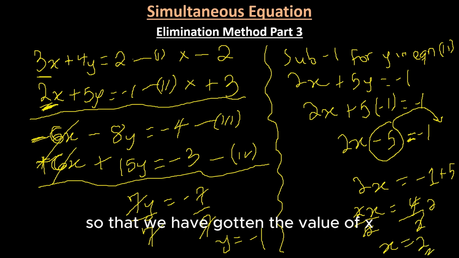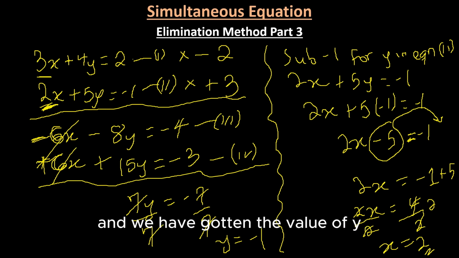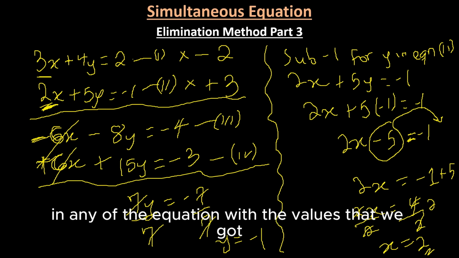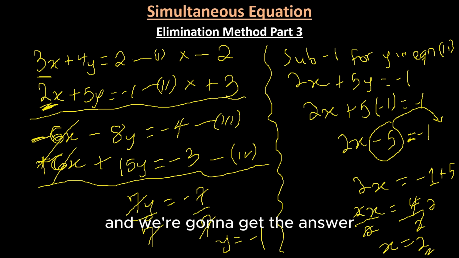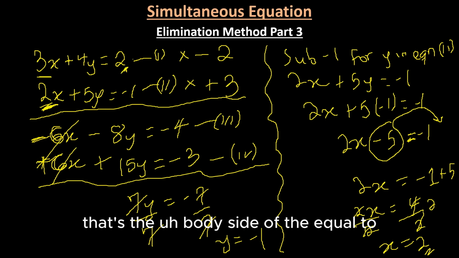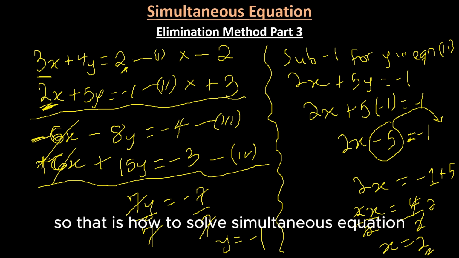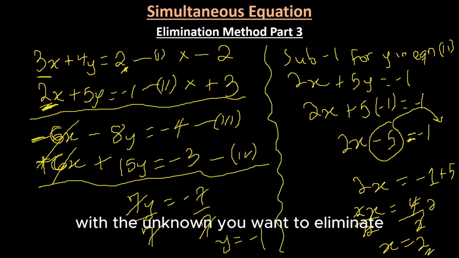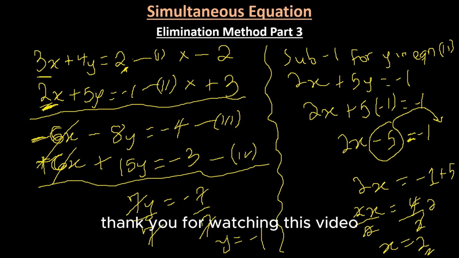So we have gotten the value of x and we have gotten the value of y. We can check our answers by substituting x and y in any of the equations with the values that we got, and we're going to get the answer at the other side of the equal sign. That is how to solve simultaneous equations when you have different coefficients and the same sign with the unknown you want to eliminate.